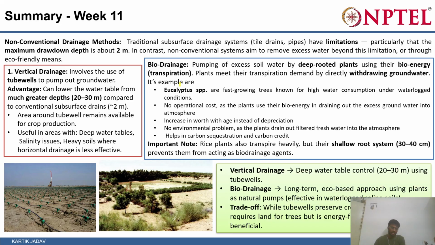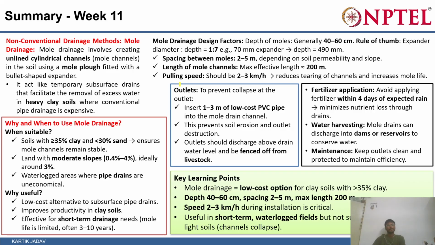Then bio drainage, where you are growing certain crops like eucalyptus. These kinds of crops have a higher root zone depth and higher absorption capacity, so they take up water for their transpiration requirements, and that will help us to achieve proper drainage.